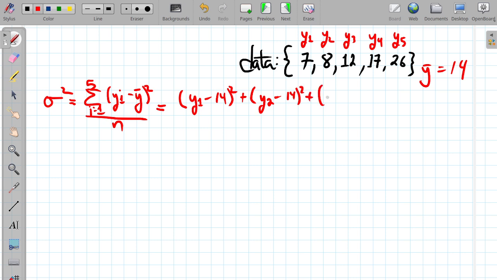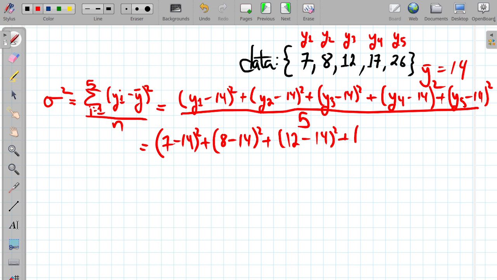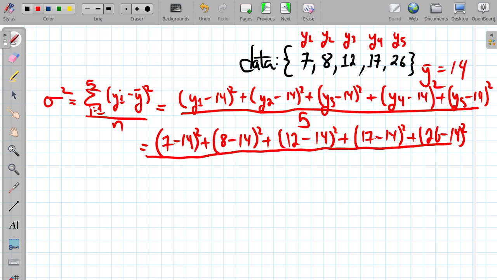Anybody with a decent calculator, and it doesn't have to be a graphing calculator, by the way, anything that has a statistical function on it will do this for you, so you can always check. Y sub 3 minus 14, y sub 4 minus 14, and y sub 5 minus 14, and you'll notice those are all squared. And we're going to divide by how many? Well, how many are there? There are 5. Let's carry on. So this is 7 minus 14. This is 8 minus 14. This is 12 minus 14. And we have 17 minus 14. And finally, 26 minus 14. And again, divide by 5.